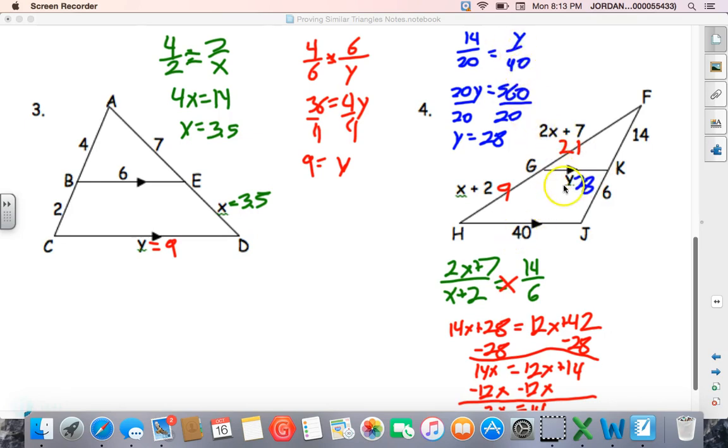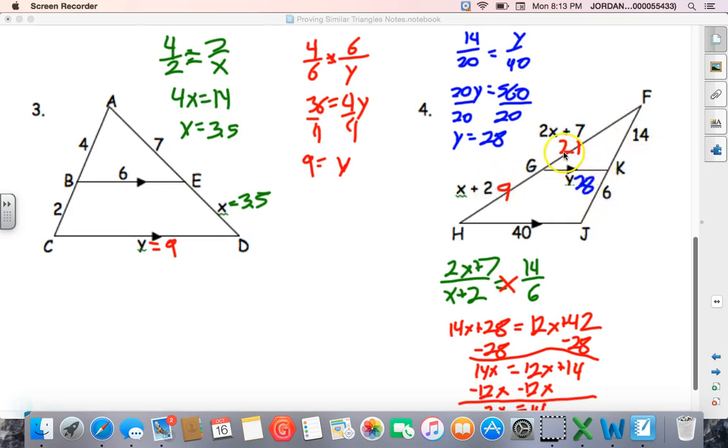So that's where we set up that to find y. Cross multiply and divide, and you get y equals 28. So this piece right here must be 28. Now when we're finding x, this is one of the sides of the triangle, and here's the other side.